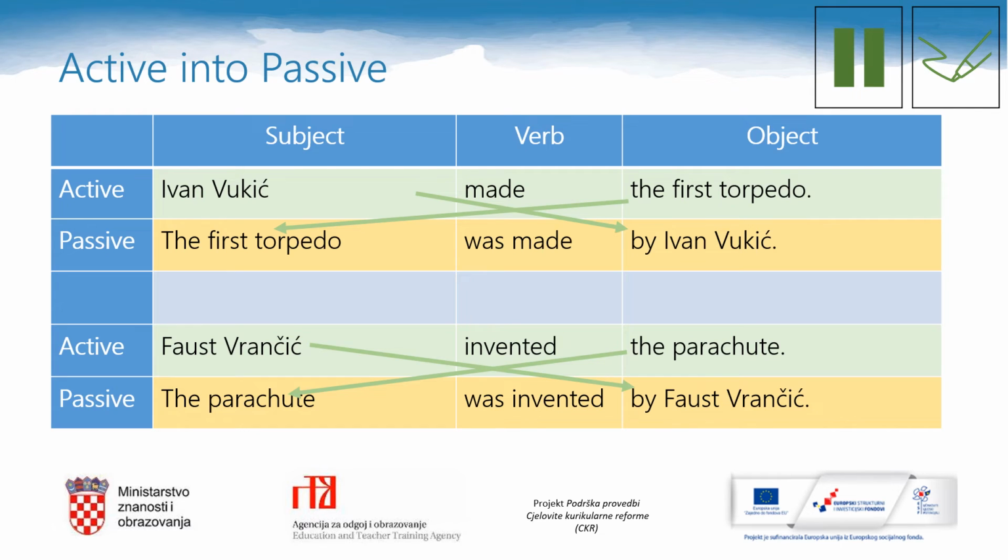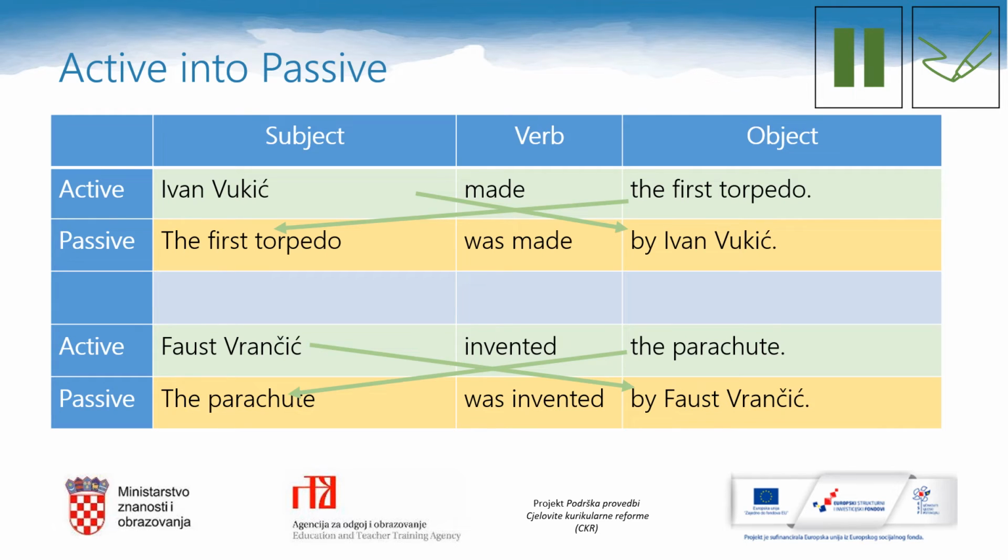Let us learn how to turn active sentences into passive ones. Ivan Vukic made the first torpedo is an active sentence. The object of the active sentence becomes the subject of the passive sentence. So the passive sentence is, the torpedo was made by Ivan Vukic.